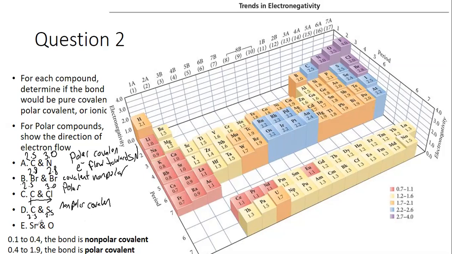Sr is 1.0. Chlorine is 3.0. So the difference between that is 2. So that's ionic. So yep, just look at this chart, be able to read it, be able to use it. Any questions about that?